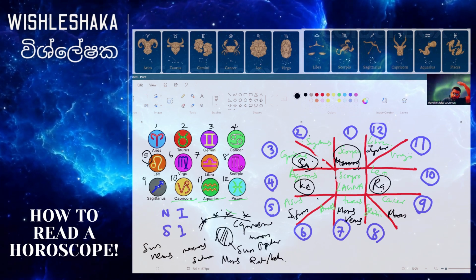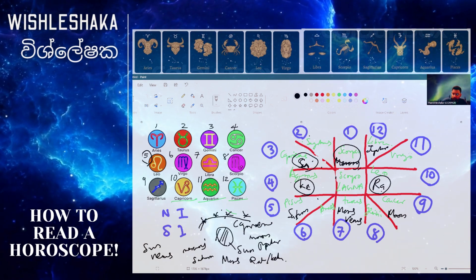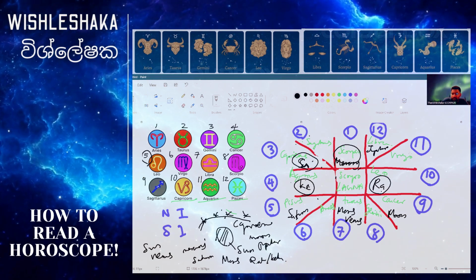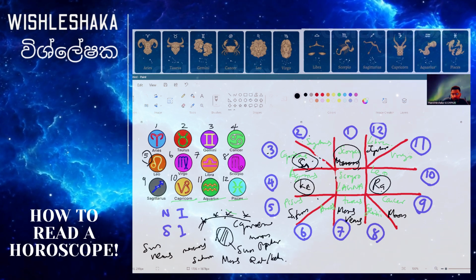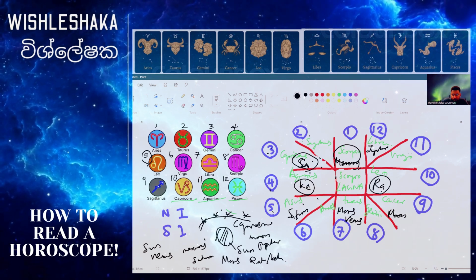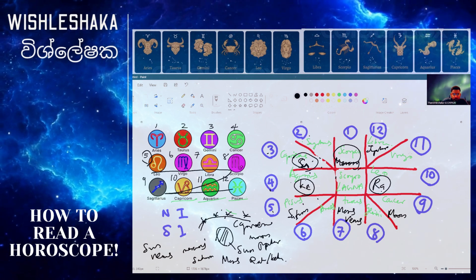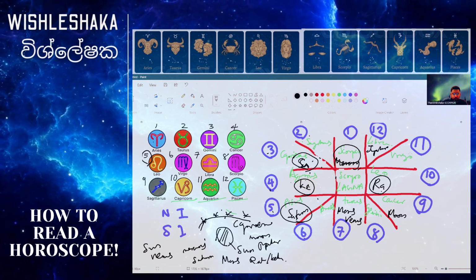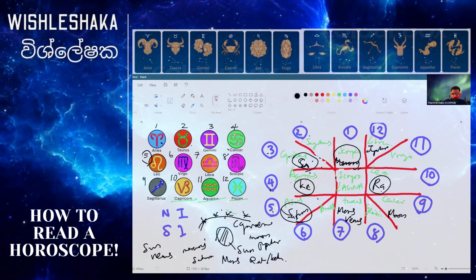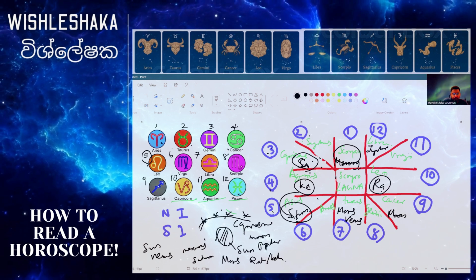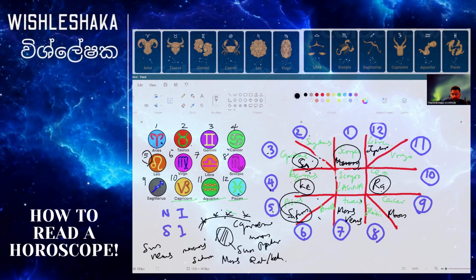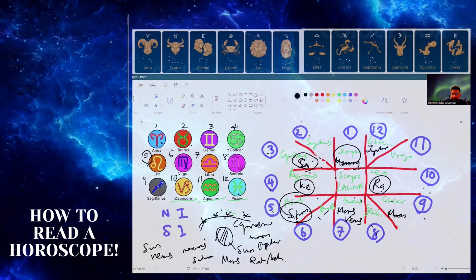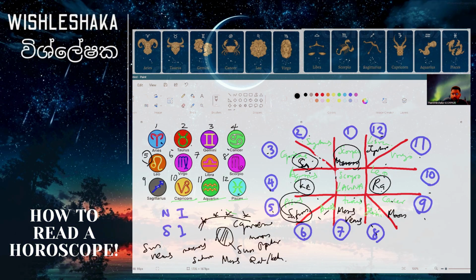So this is a horoscope. This person is a Scorpio ascendant, and the second house is Sagittarius, the third house is Capricorn, the fourth house is Aquarius, the fifth house is Pisces. The correct order then continues: Aries, Taurus, Gemini. Seventh is Taurus, 8th is Gemini, 9th is Cancer, 10th is Leo, 11th is Virgo, 12th is Libra.